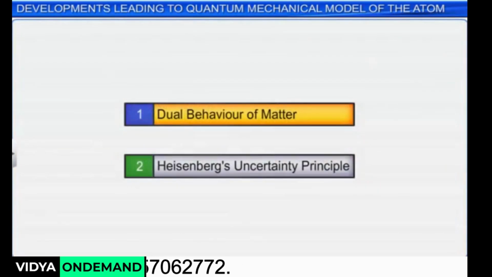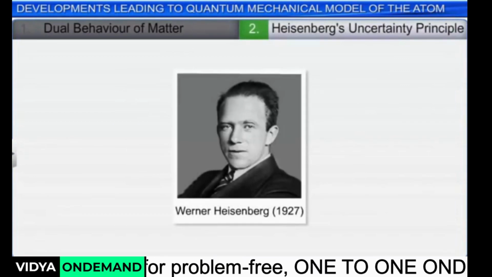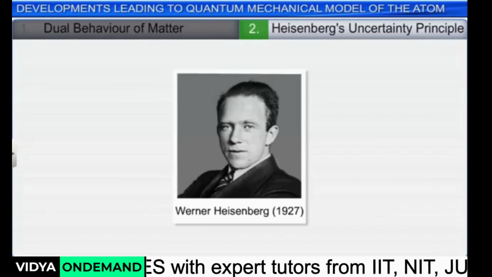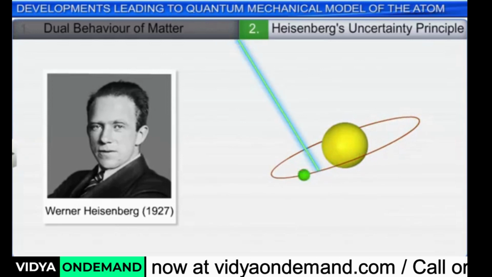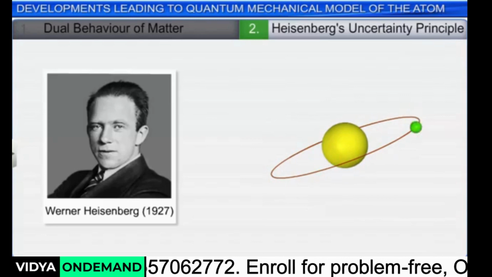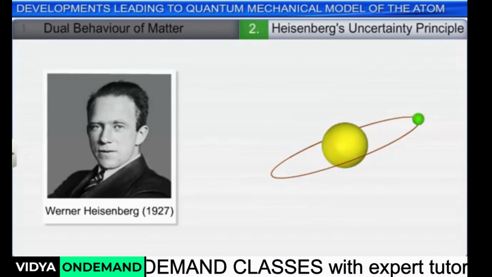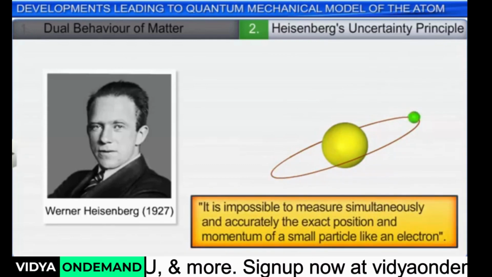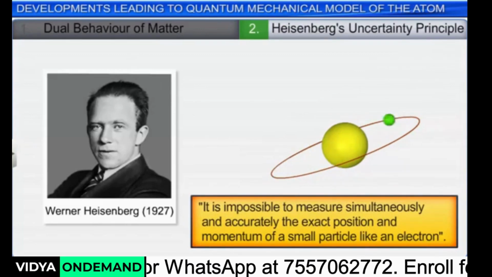Let's now look at the Heisenberg uncertainty principle. In 1927, a German physicist, Werner Heisenberg, took forward the concept of dual behavior of matter and radiation to give a principle about the uncertainties in simultaneous measurements of position and momentum of small particles. He proposed that it is impossible to measure simultaneously and accurately the exact position and momentum of a small particle like an electron.